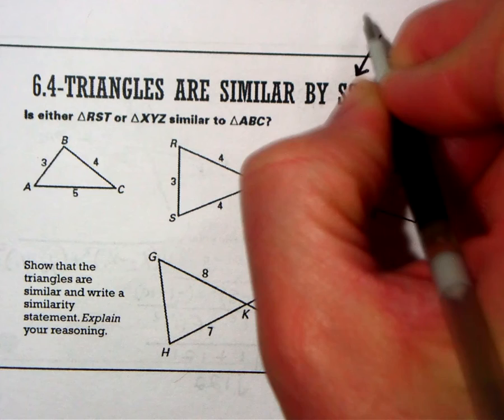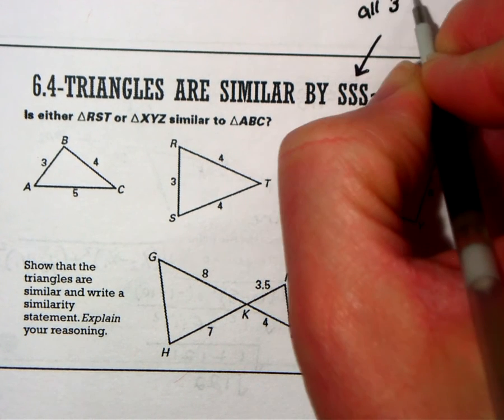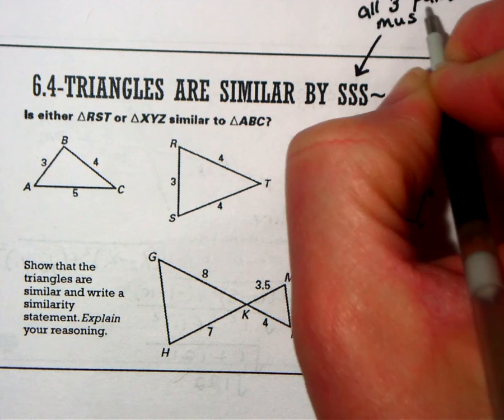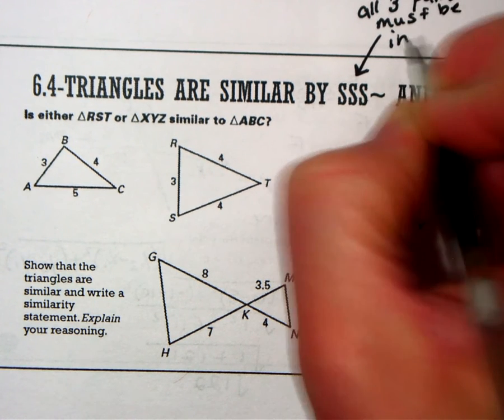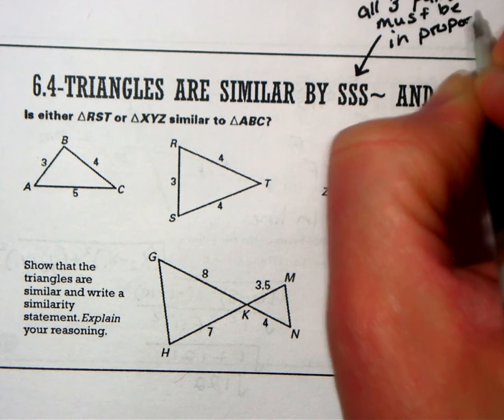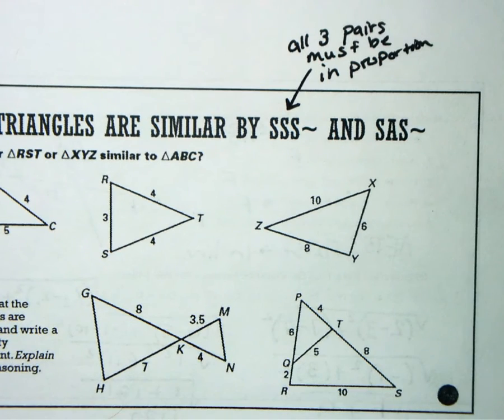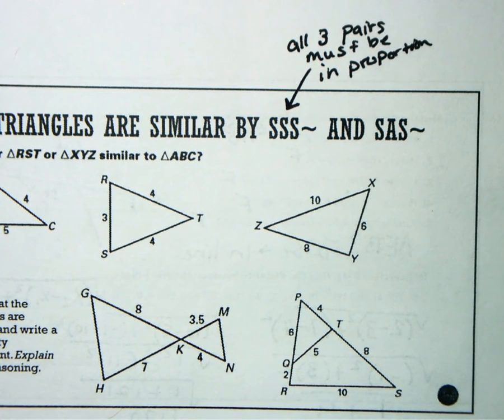For side, side, side, all three pairs of sides must be in the same proportion. So basically you have to show that the ratio of the sides is 2 to 1, 2 to 1, 2 to 1. You have to show that they're all the same setup. Okay, and if that's true, then you can say the triangles are similar by side, side, side.